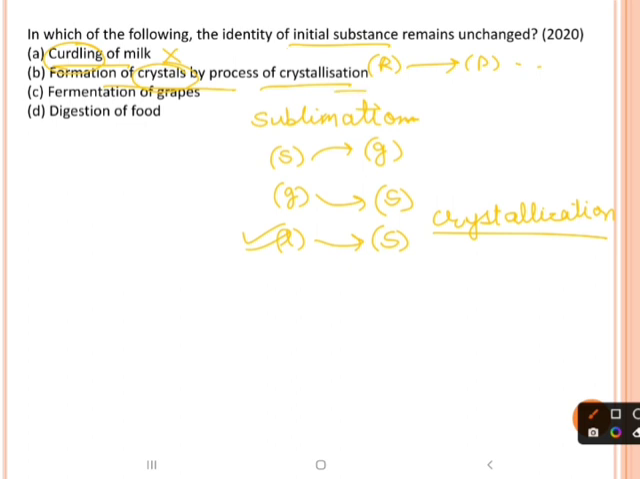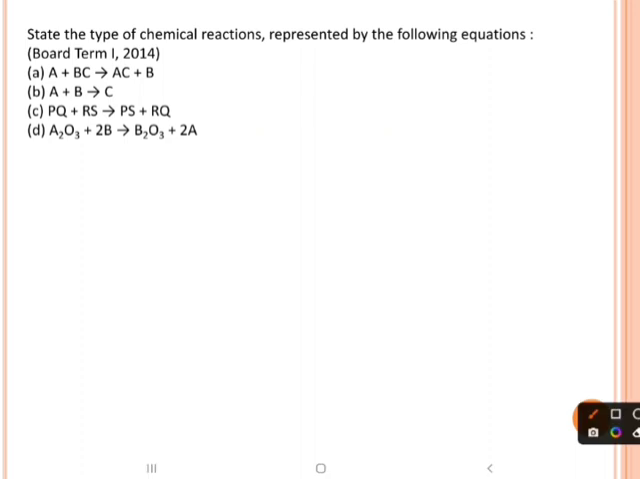T is unchanged, means initial substance remains the same. That's why second is the correct option. Let's see the next question. This is a subjective type question.